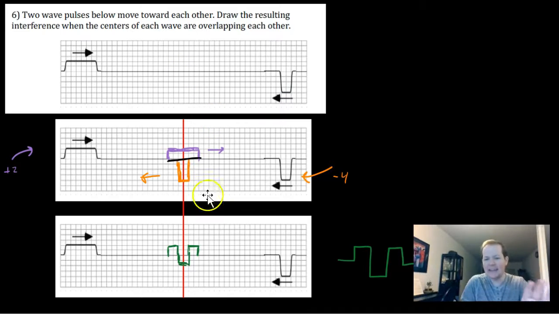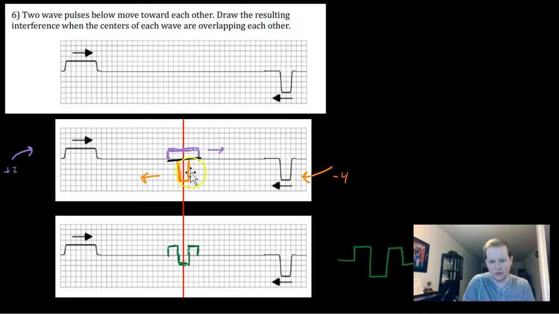I kind of went ahead and did some drawing just to save ourselves a little time. Again, it's asking what happens when these waves are essentially overlapping, when they're interfering. So imagine this wave right here, it's moving to the right. This wave here is moving to the left. At some point, they're going to overlap.